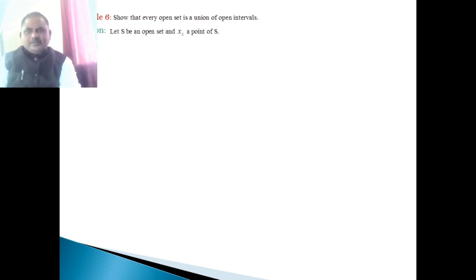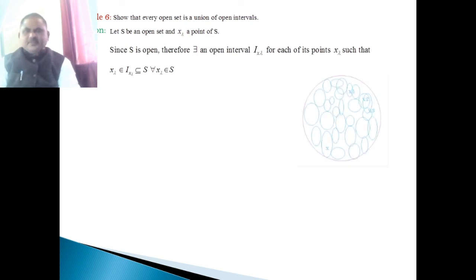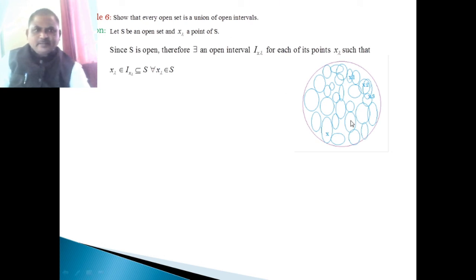Let S be an open set and x lambda a point of S. Since S is open, by the definition there exists an open interval I x lambda for each of its points x lambda, such that x lambda belongs to I x lambda, which is a subset of or equal to S, for all x lambda belonging to S. This is the diagram of it. This set S is a subset of the set of real numbers, and all these are the open intervals for each point.